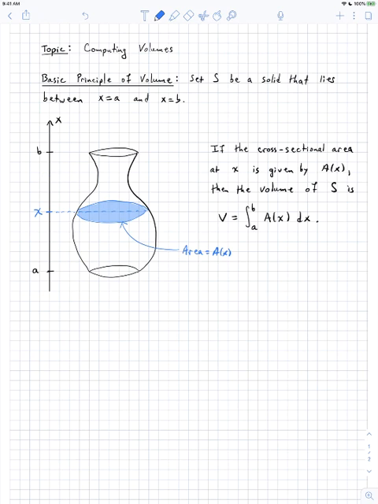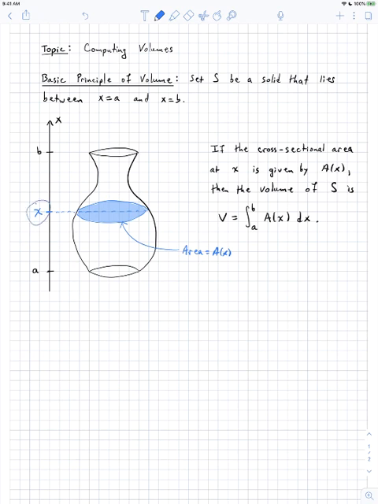So suppose that for every x you can compute the cross-sectional area. If you can compute the cross-sectional area for each x, and you can write it down as A(x), a function of x, then the volume of the solid is given by this relationship. The volume is equal to the integral from a to b of A(x) dx. Now, why would this be true?